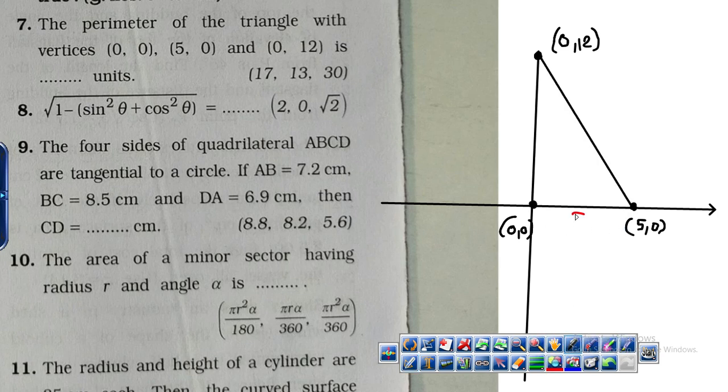Between (0, 0) and (5, 0) the distance is 5. Between (0, 0) and (0, 12) the distance is 12. And this is 90 degrees. Question is perimeter. If this is 90, it's a right angle triangle. If it's a right angle triangle, 5, 12, 13 is the triple. Therefore, perimeter of the triangle is 5 plus 12 plus 13, 30.